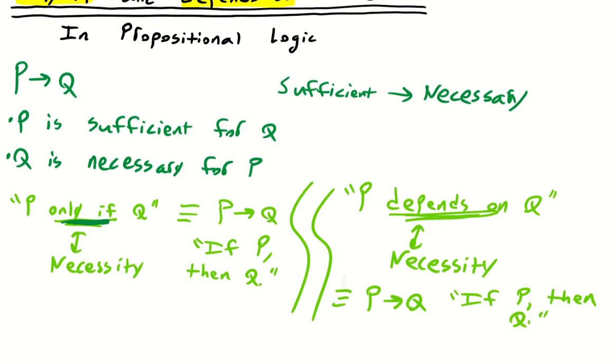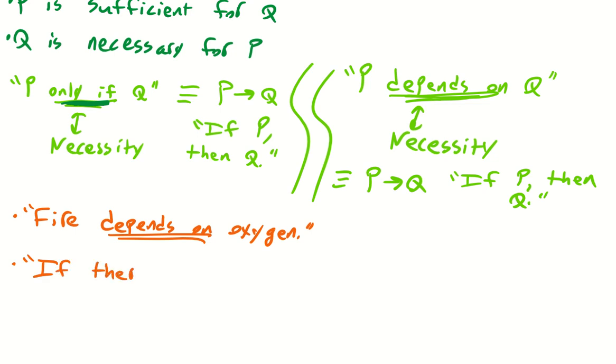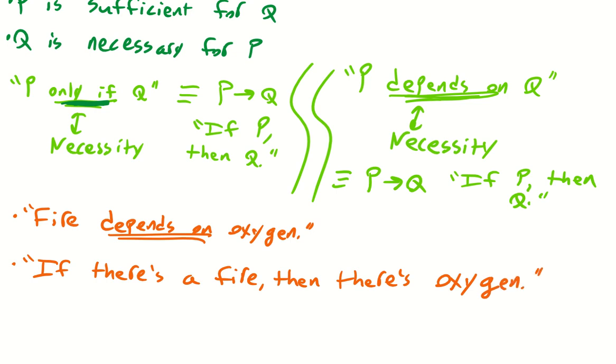Let's think about a couple of examples at least. So let's say we have fire depends on oxygen. Now if we translate that as a conditional in propositional logic, what do we note? Well, it depends on. So fire depends on oxygen. Oxygen is necessary for fire. And so we have if there's a fire, then there's oxygen. Pretty easy.